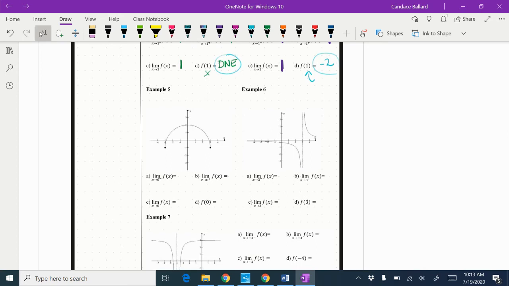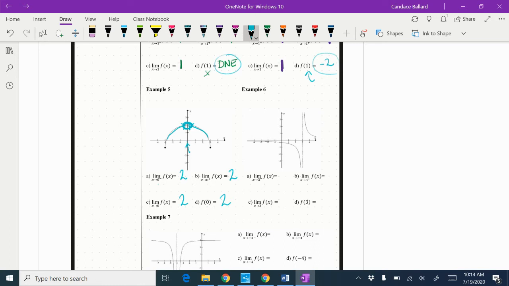So example 5, now our x value is at 0. Coming at 0 from the left side, it looks like my y value is 2. Coming at it from the right side, it looks like my y value is 2. And so my left and my right match, so my overall limit is 2. And then I need to find f of 0, so I'm going to go to 0 and look for a solid dot or continuous curve, and it looks like it's at 2. So all of my answers are 2 on that one, so that does happen sometimes.